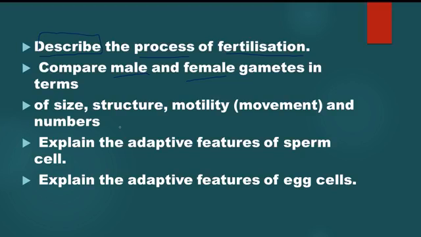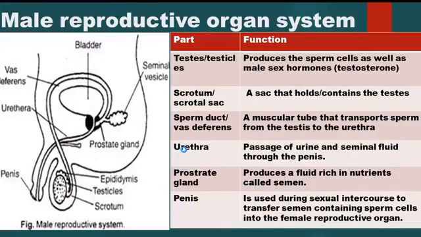Then finally, by the end of the lesson, you should be in a position to describe the adaptive features of these gametes. You should be in a position to describe the adaptive features of the male gamete and also the adaptive features of the female gametes. Now on our table we have a lot of things. Those are quite a number of lesson objectives that we must be able to talk about by the end of this live session. So let's go.